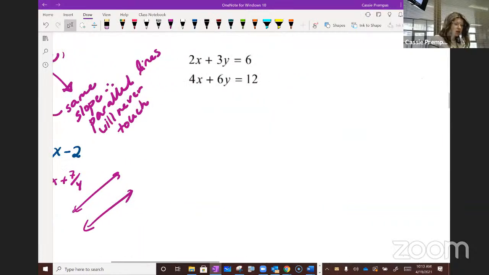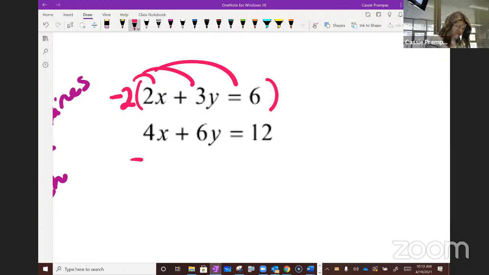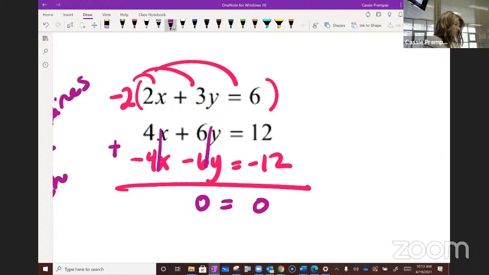All right, let's do the same thing for the second situation. If you want to eliminate x, what would you multiply the top equation by? -2. So I'm going to distribute that in, and that gives me -4x minus 6y equals -12. I'm going to add that straight down. Any number and its opposite adds up to 0. So I get 0 equals 0.